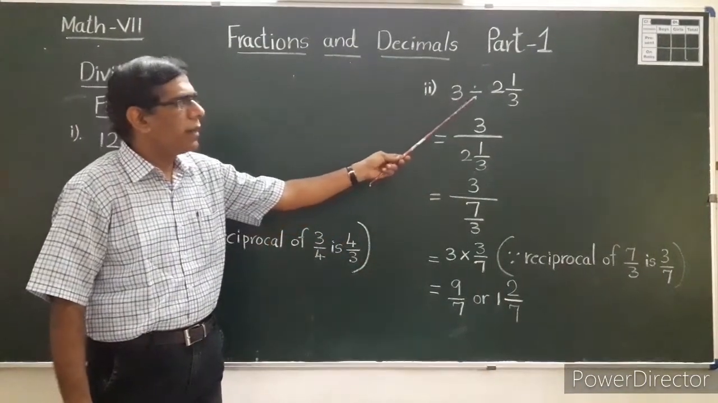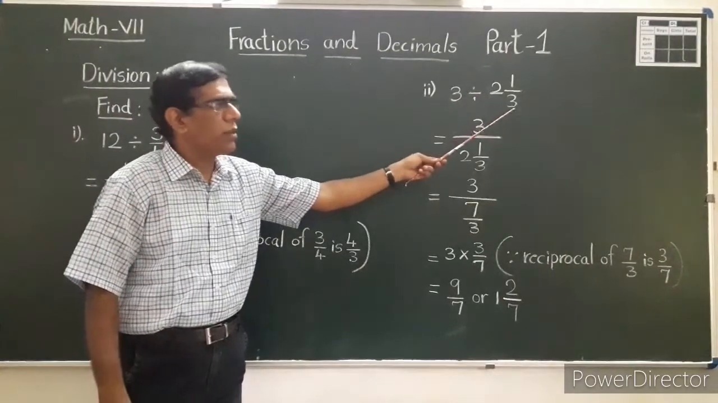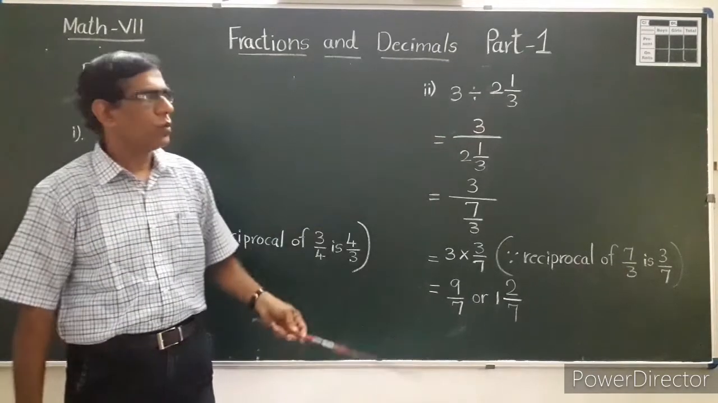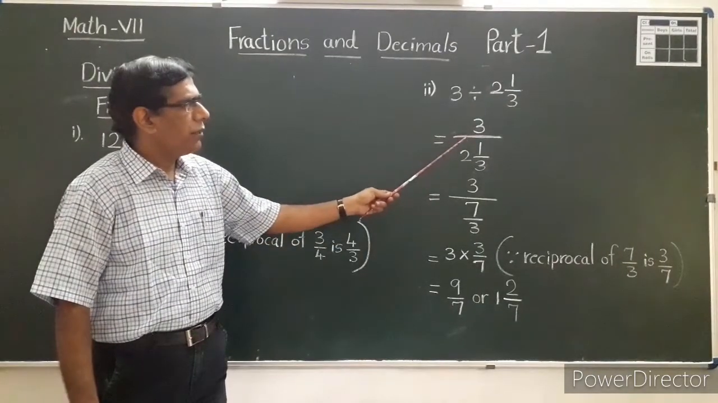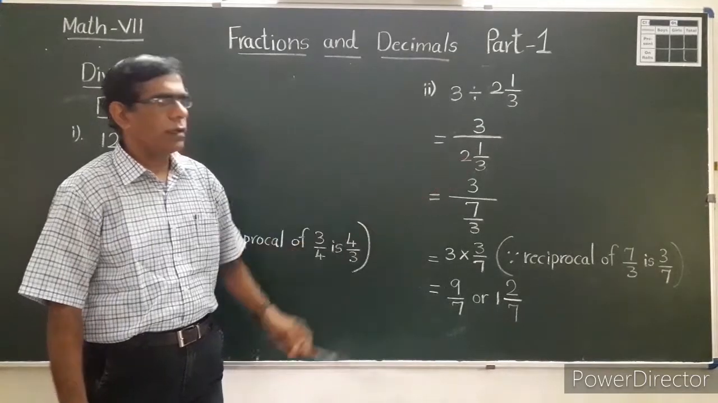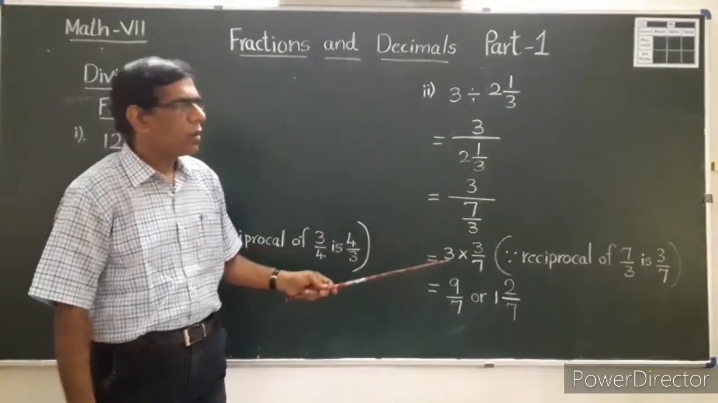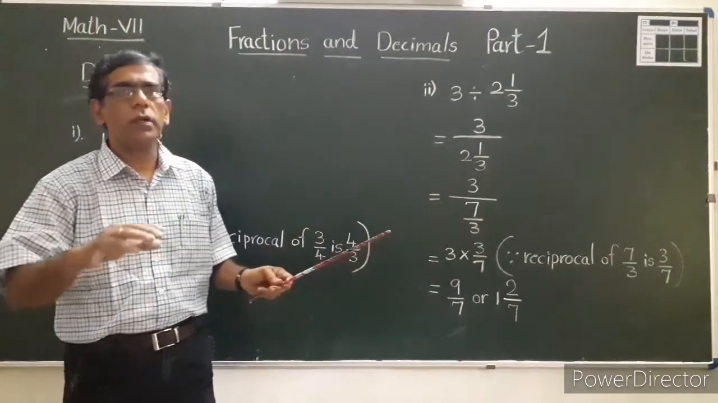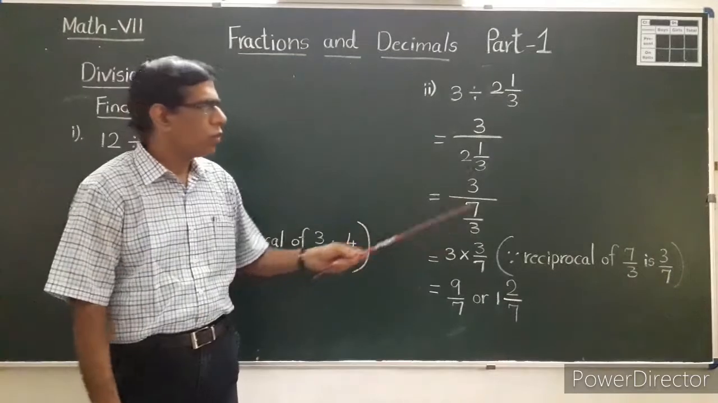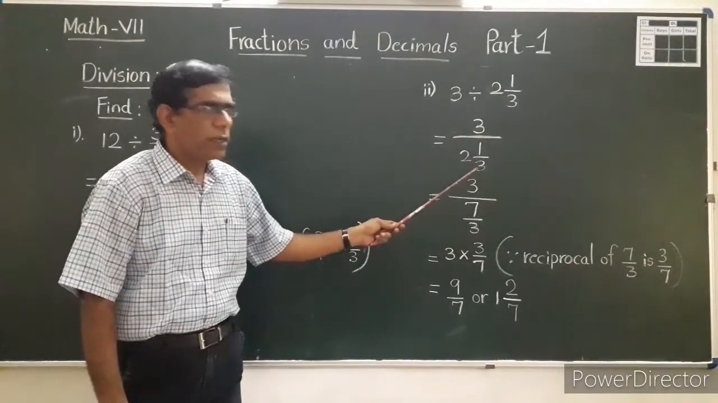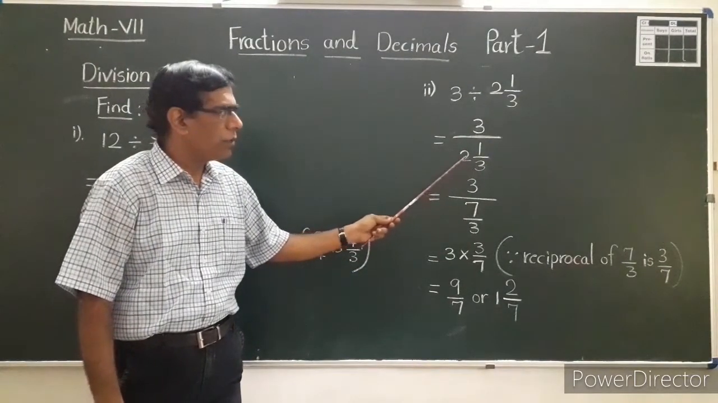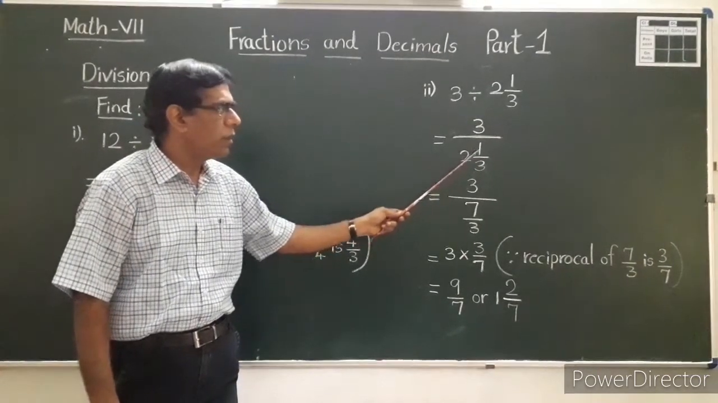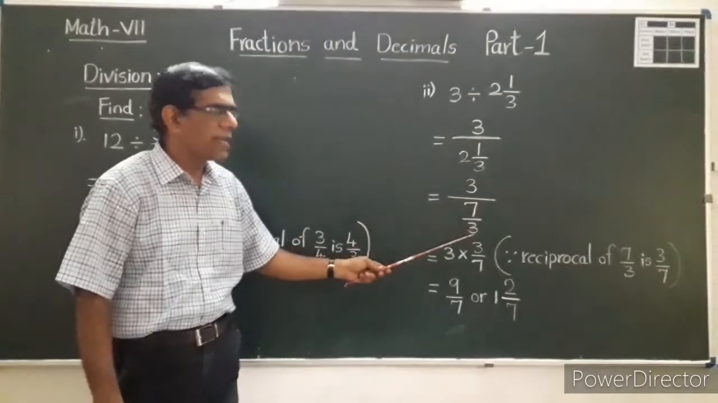Now move to one more example. 3 divided by 2 1 by 3. In the next step, 3 divided by this mixed fraction. I convert it into an improper fraction. So I multiply the denominator and the natural number, 3 twos are 6. That product is added to the numerator. 6 plus 1 is 7 by 3, denominator as it is.